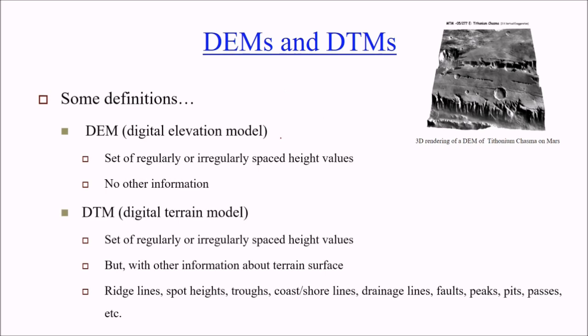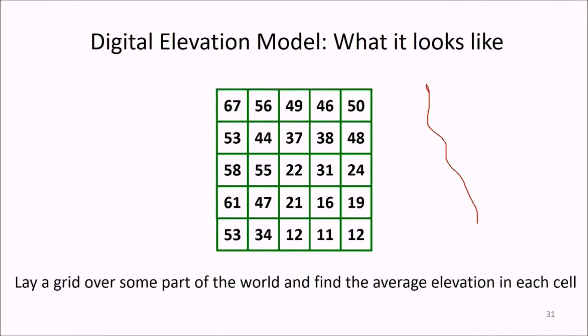There is always a distinction between DEMs and DTMs. DEM means the digital elevation model, that is a set of regularly or irregularly spaced height values. There is no other information, but DTM has the terrain also. So if you combine terrain with the surface, then that is DTM. So digital terrain model is a set of regularly or irregularly spaced height values, but with other information about the terrain surface also, like the ridge lines, the spot heights, the troughs, the coast shoreline, the drainage lines, the faults, the peaks, the pits, and the passes. So this is an example of how a digital elevation model would look like.